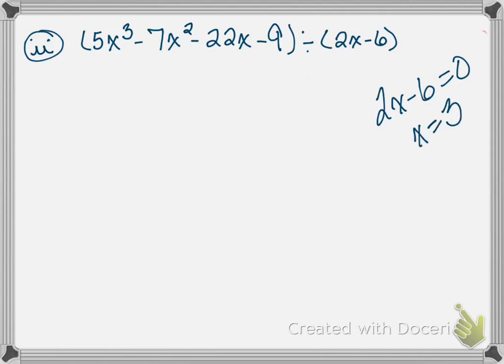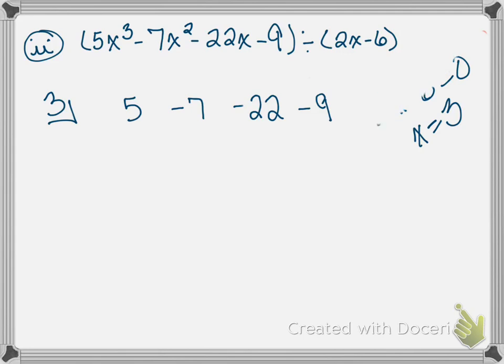So 2x minus 6 is x equals 3. Then I would use the x equals 3 in my synthetic division, and then I would use each of my coefficients to set up my synthetic division problem. And that is a perfectly acceptable way to do this if you are finding zeros.